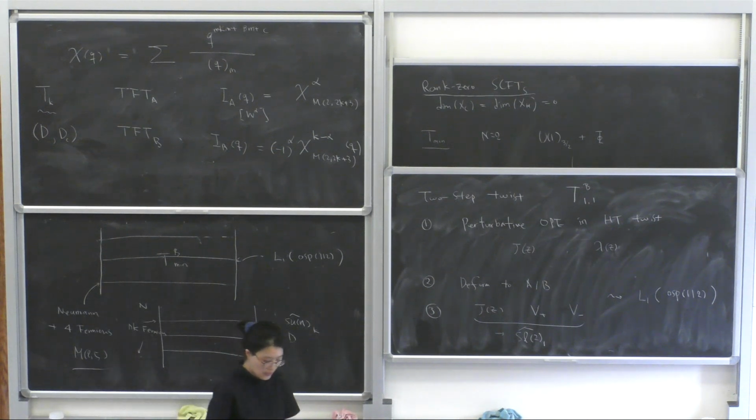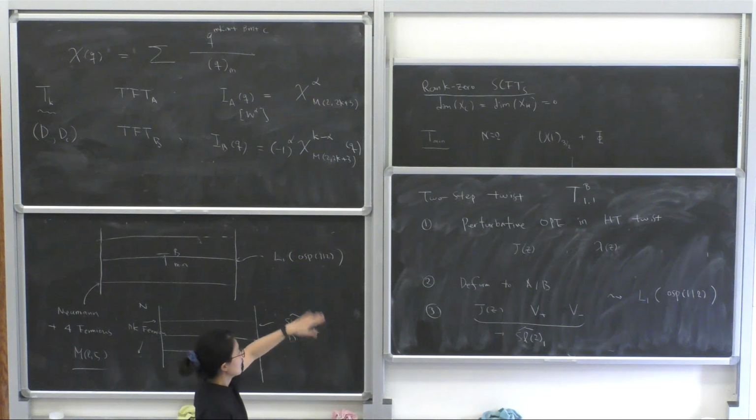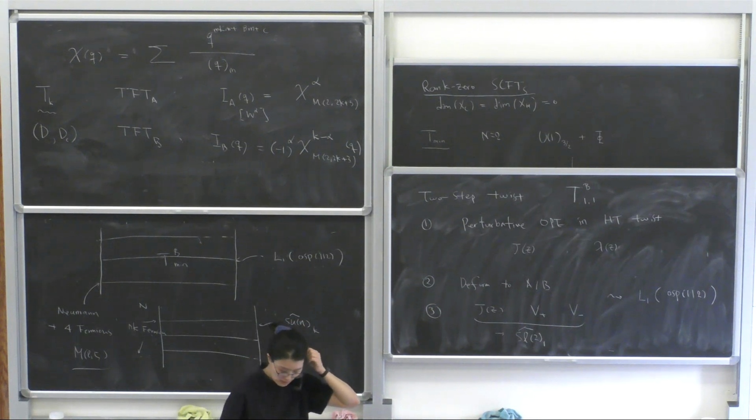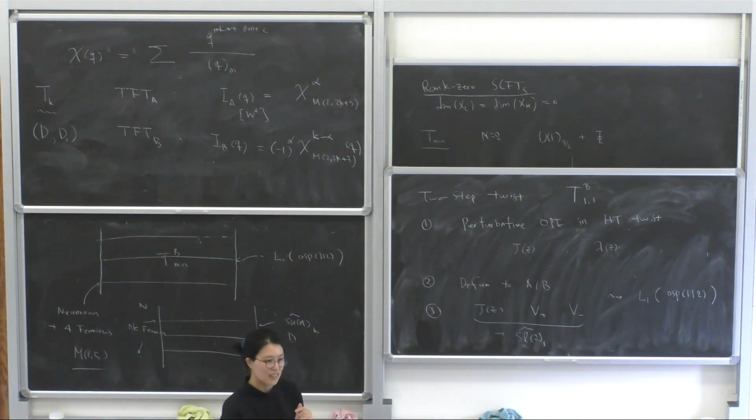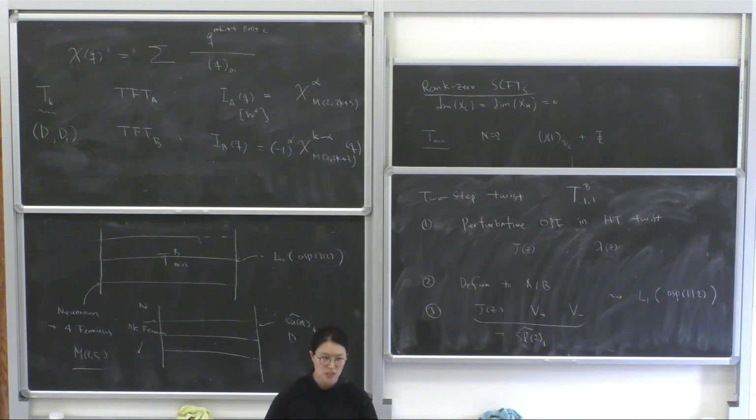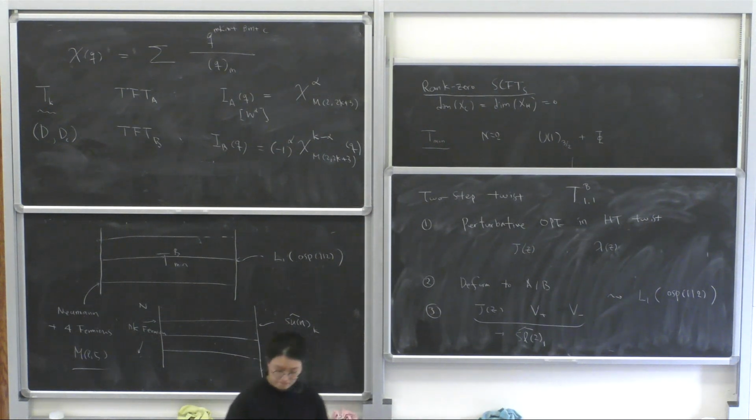We can actually do this game for the entire class that I mentioned, and that's how we get the level-rank duality between this OSP(1|2n) at level K and the minimal W algebra at the level that I mentioned. At the same time, the level-rank duality is also the mirror symmetry. You can check by various index calculations that they are dual to each other up to the reversal of the orientation. Okay, I will stop here.